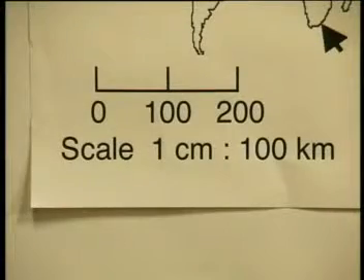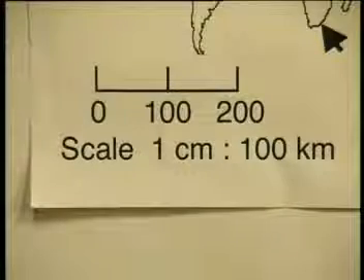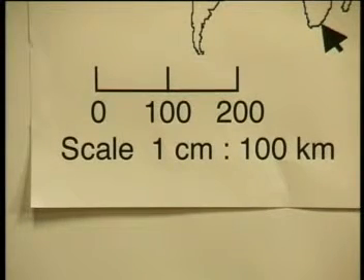Most maps provide a scale that helps us to calculate the actual size of a region that is being shown. Depending on the size of the map, 1 centimeter on the map might represent 1 kilometer in reality. In this case, where a large region is being shown, 1 centimeter may represent 100 kilometers. We can say that our map has a scale factor of 1 centimeter to 100 kilometers.